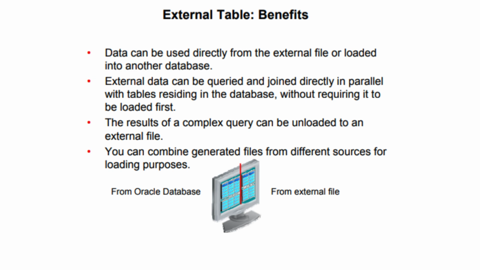External data can be queried and joined directly in parallel to tables residing in the database, without requiring the data to be loaded first. You can choose to have your applications directly access external tables with the select command, or you can choose to have data loaded first into a target database. The results of a complex query can be unloaded to an external file using the Oracle_DataPump access driver. Data files that are populated by different external tables can all be specified in the location clause of another external table. This provides an easy way of aggregating data from multiple sources. The only restriction is that the metadata for all the external tables must be exactly the same.